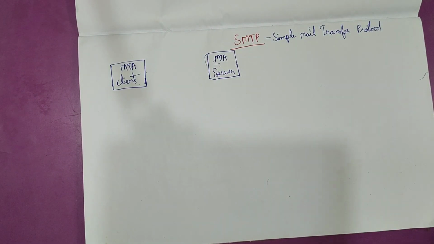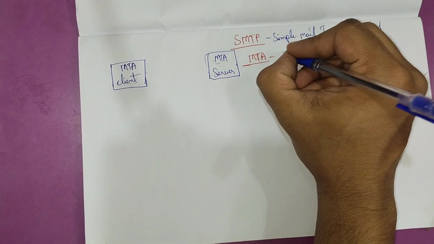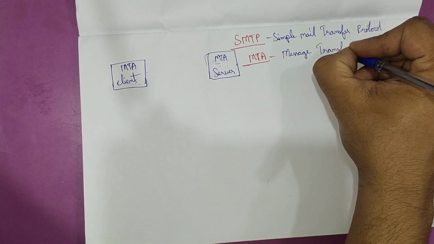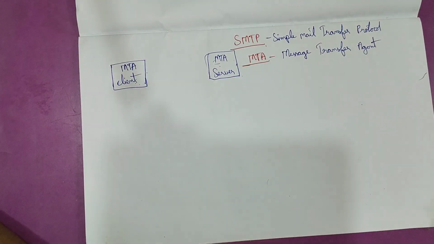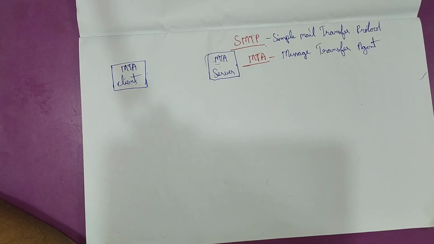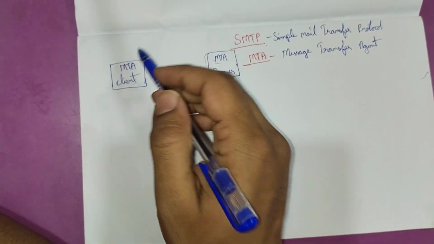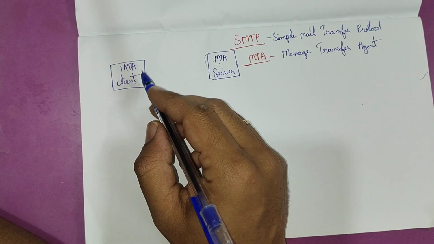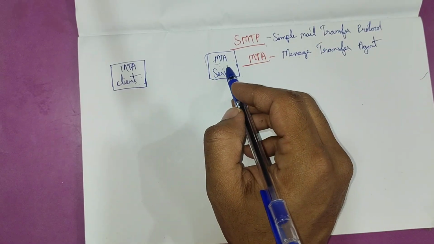Now who is this MTA? What is the purpose of the MTA? MTA stands for message transfer agent. By using the SMTP protocol you can send a mail from one system to the other system, or from the client to the server. But the actual person who is going to handle it is the MTA, the message transfer agent. He is going to take a message or a mail from a client and send it to the server.